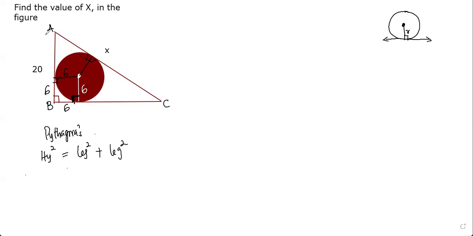Now look at the dimension from A to B. We know from A to B is 20 units, right? And now we can tell from this point to this point is 6 units. Then what is this point to this point? That's going to be 14, because everything will sum up to 20.